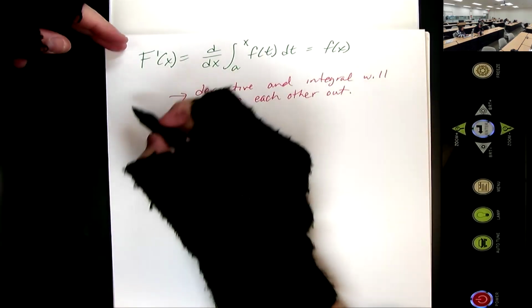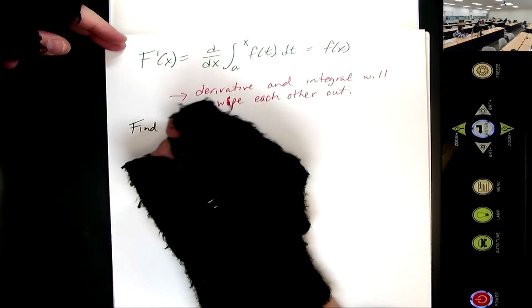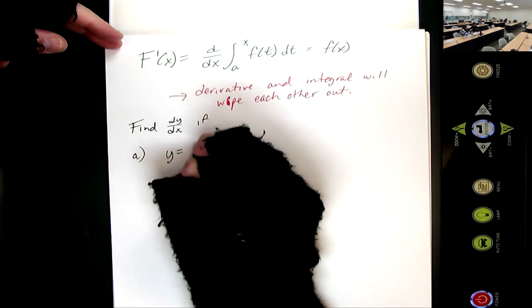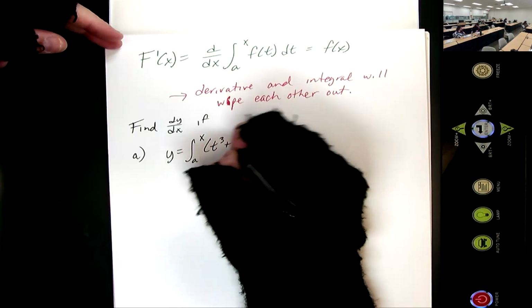All right, let's do some examples. Let's find dy/dx. Let's say y equals the integral from a to x of t cubed plus 1 dt.